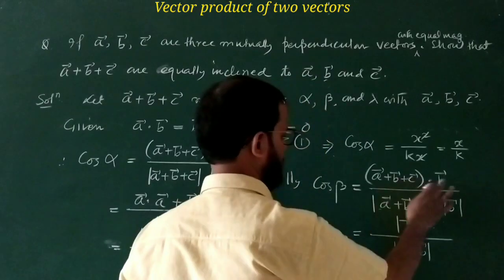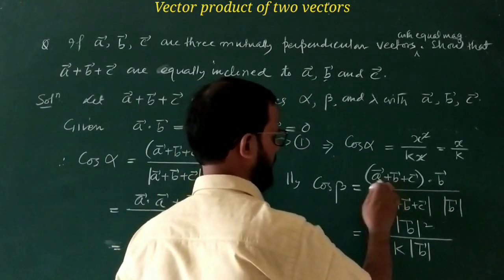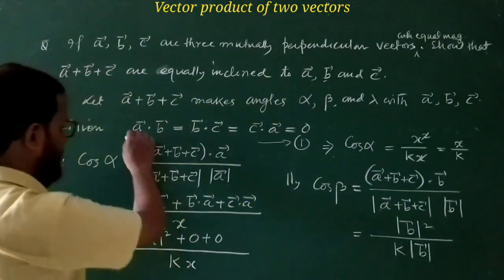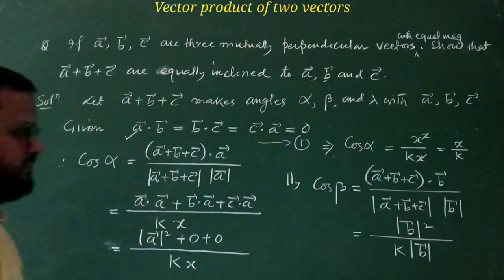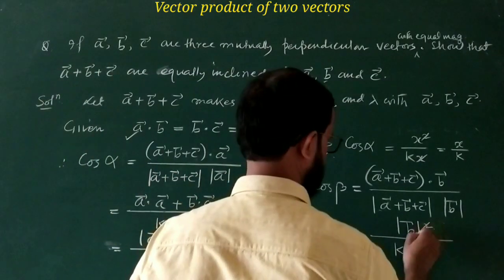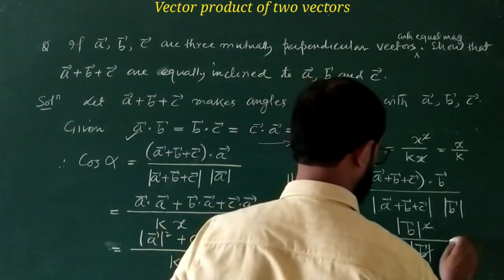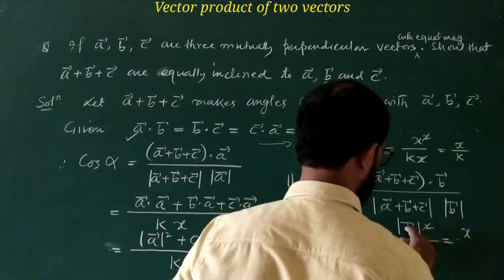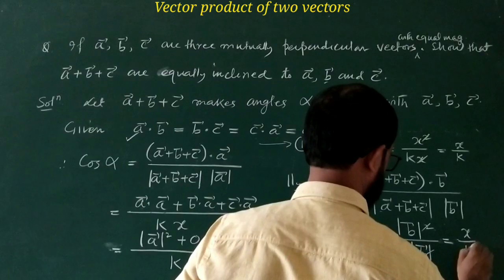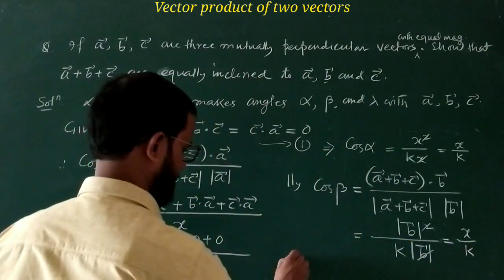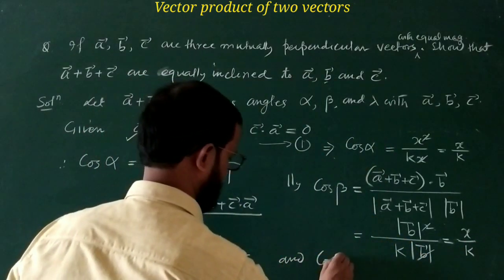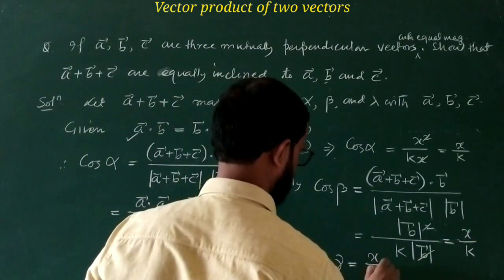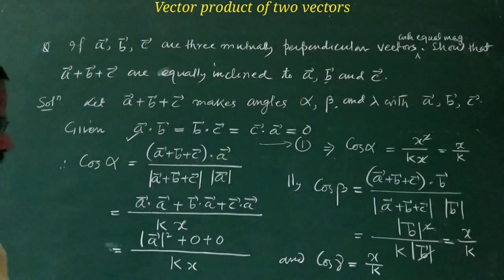ओके, बाकी तो 0 हो जाएगी बिकॉज a डॉट b क्या है? 0 होगा, c डॉट b क्या होगा? 0 होगा. बाय दिस कंडीशन, बाय दिस नंबर 1 कंडीशन. सो फाइनली you cancel it, and it is what? This is what again? That is x, because magnitude of b is also x. Okay, x by k, and cos gamma is equal to, ऐसा हम कर सकते हैं, it will be x by k.